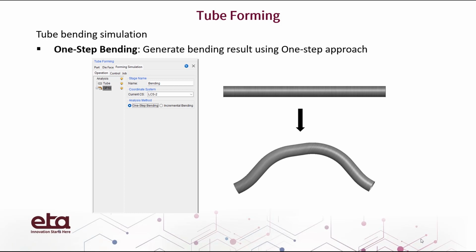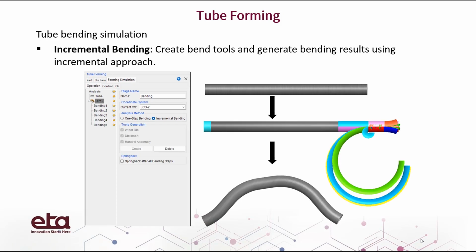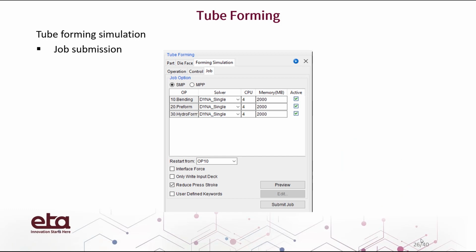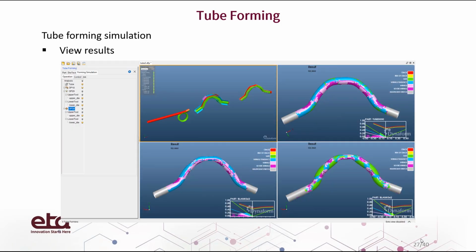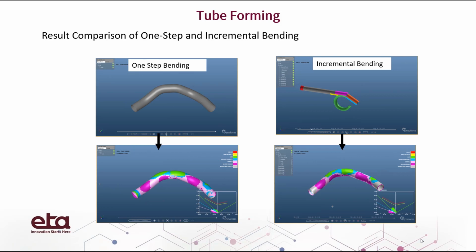For tube bending simulation, two options are provided. The first option allows us to generate bending result using one-step approach. The other option is generating bending results using incremental simulation. Once setup is complete, the job can be submitted using Job Submitter. You may choose either SMP or MPP as Dyna solver to run bending, preform, and hydroforming simulation. After the simulation is complete, we can use results to post-process forming results. Here is the result comparison of one step and the incremental bending.